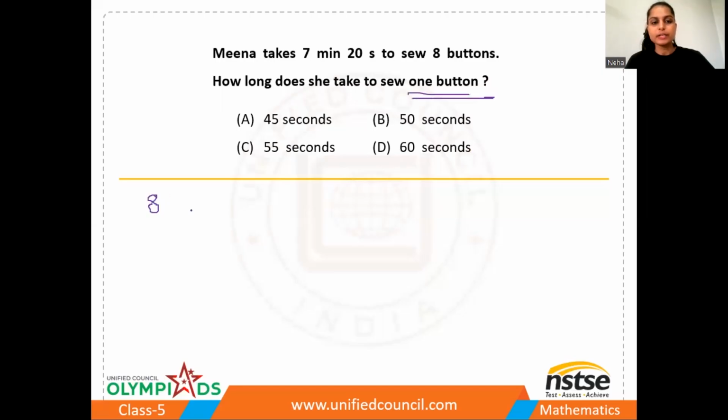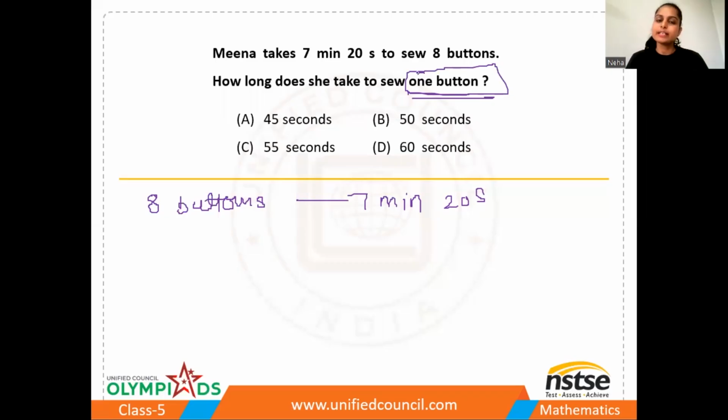Okay. So for 8 buttons, the time is 7 minutes and 20 seconds. So what I can do? Okay. Here I have to find out the time for one button, right? So I cannot divide the 8 with 7 minutes and 20 seconds directly, right? So what we can do, we can convert the whole time in seconds, right? As we can see that there are 60 seconds in 1 minute. So this is 7 into 60 seconds, right? Plus 20 seconds I have received already.